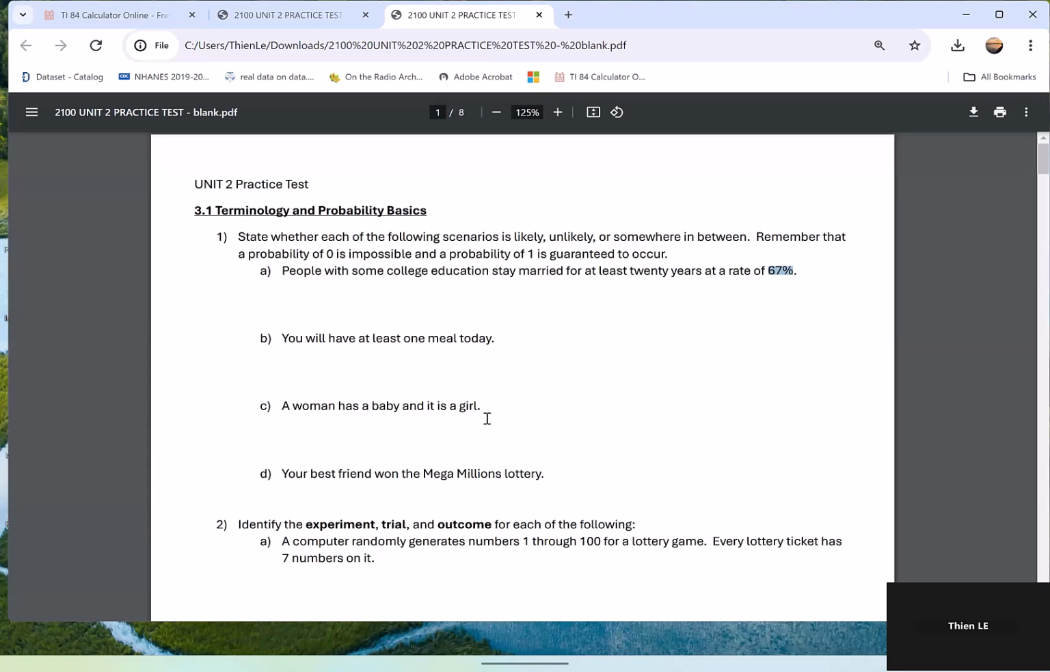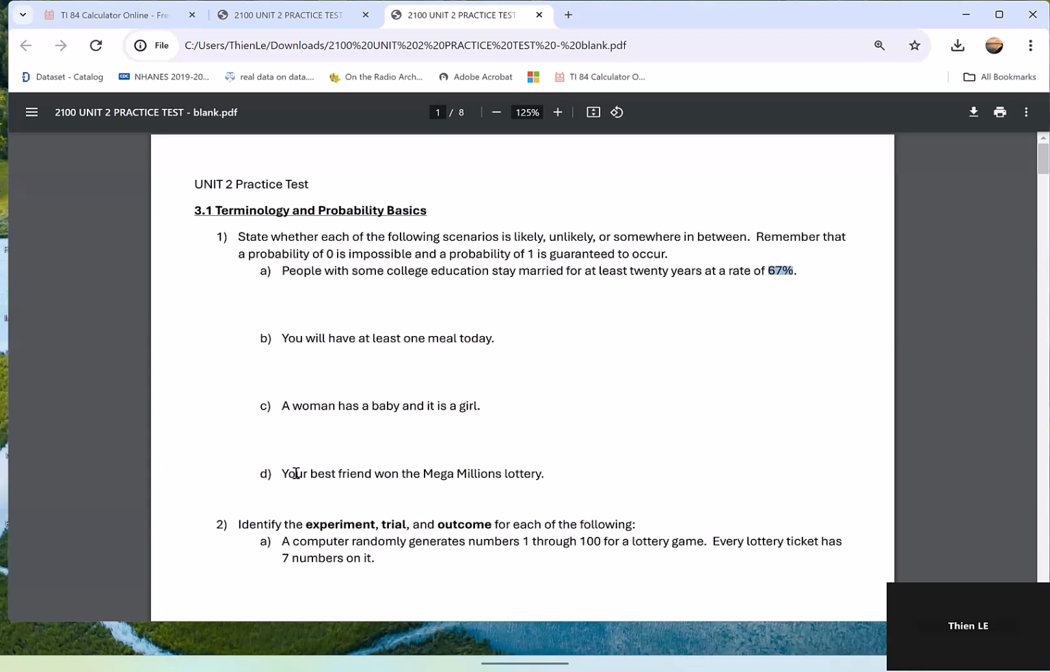A woman has a baby and it's a girl. In this case, roughly speaking, we have a 50%, a half probability of girl, half probability of boy. So in this case, it's just an even chance, equally likely.